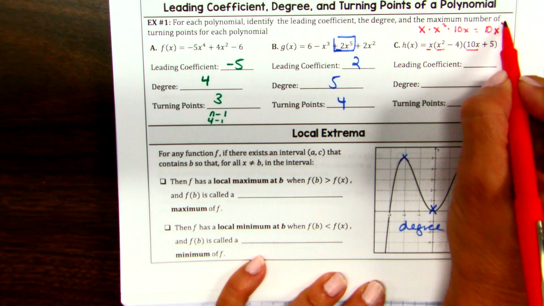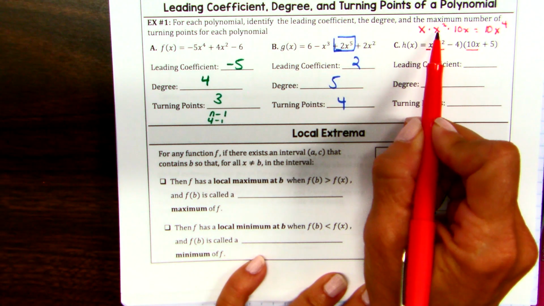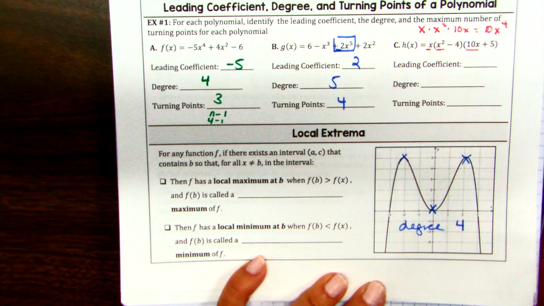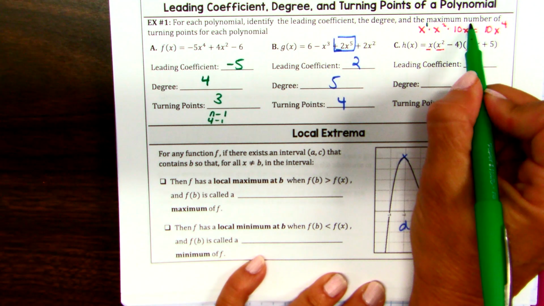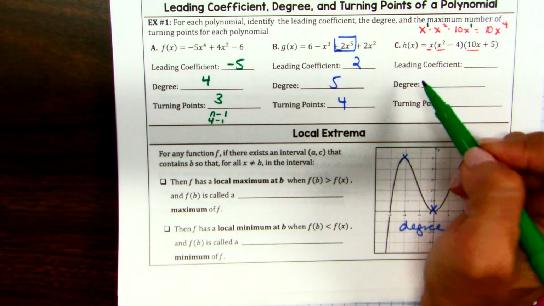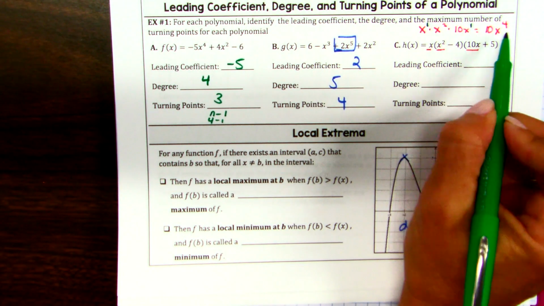4. Add all your x's. We have 1, 2, 3, 4. Remember, those x's here and here have a 1 there, right? We're just adding all of our x's together. 1 plus 2 plus 1 is 4.